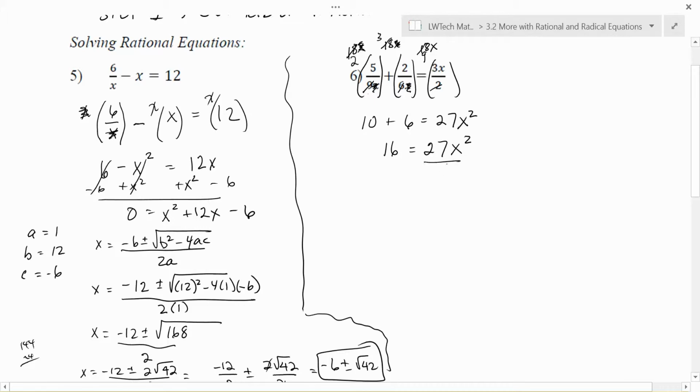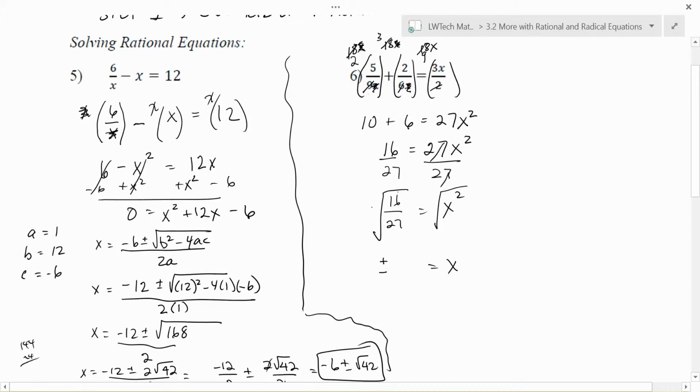I want to get the x by itself. It's being times by 27, so we're going to divide by 27 on each side. It's a fraction that doesn't reduce, and then I have x squared. And so to finish solving, to get rid of an x squared, I take the square root of each side. Remember, when you take the square root of each side, you introduce the possibility of two answers. So I'm going to get plus and minus here on the right. On the left side, the square and the square root undo just to leave x.